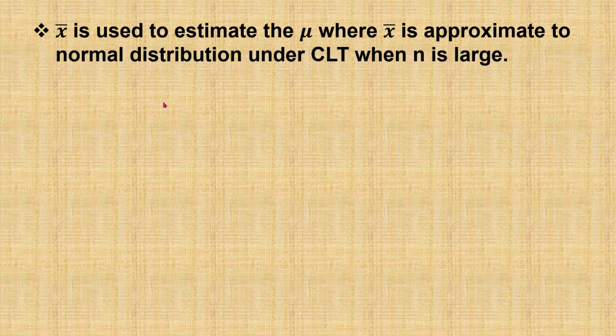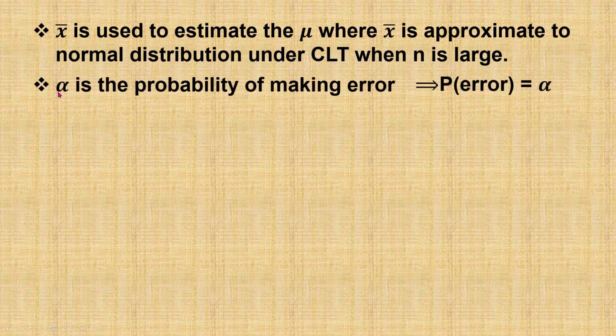When doing the estimation of the population mean, the sample mean is used to estimate the population mean, where the sample mean is approximately normally distributed under the central limit theorem when n is large. If a 98% confidence level is chosen, we still have a chance to make a mistake, that is, we still have 2% of making a mistake. This probability of making a mistake is denoted as alpha.